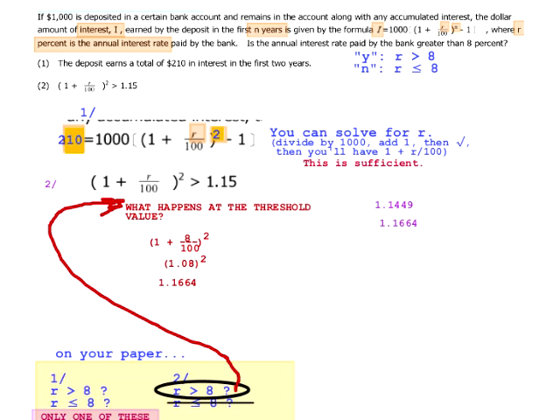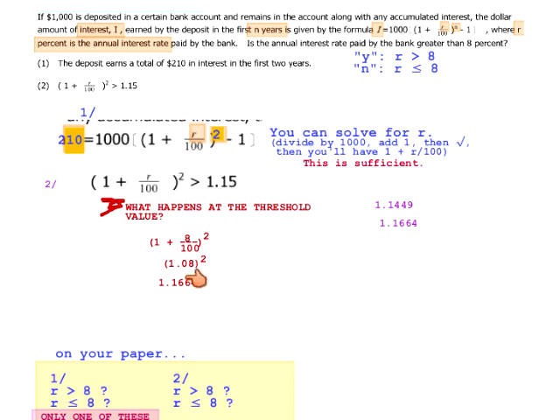Okay, wait, I think I did something wrong with the previous approach. So we'll have to revisit that here in a moment. Because if you plug in 8, then this is what you get.